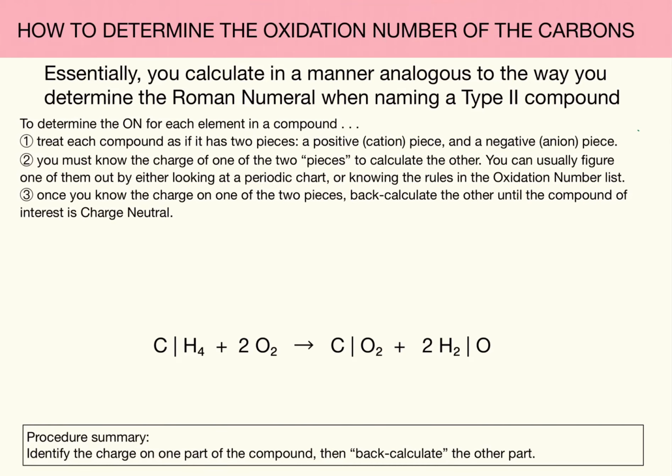And although it was explained earlier, here is a written summary of how exactly it was that you determined that carbon on the reactant side had a -4 and carbon on the product side had a positive 4 charge. Essentially, you make that calculation the same way you did when you were determining the charge on a type 2 metal.